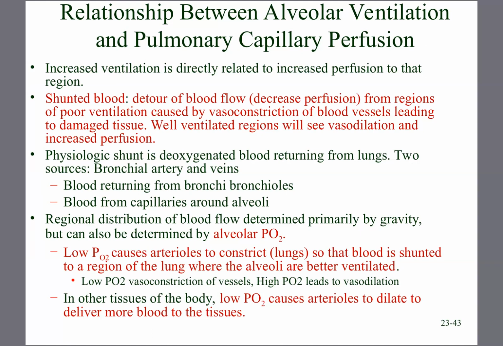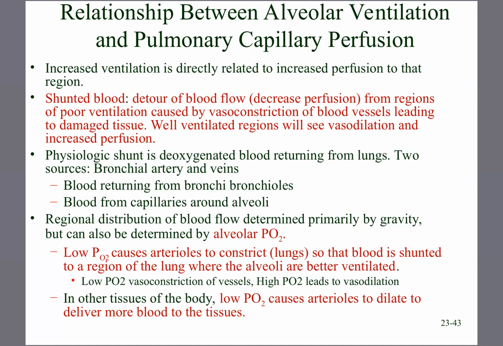Now, this shunting of blood is important because, number one, it allows us to move blood to areas that are better oxygenated, and it allows us to redirect blood from areas that are poorly oxygenated or ventilated. So the area that has a collapse, let's say your right superior lobe of your lung is collapsed. As it collapses, the blood vessels there are going to vasoconstrict.